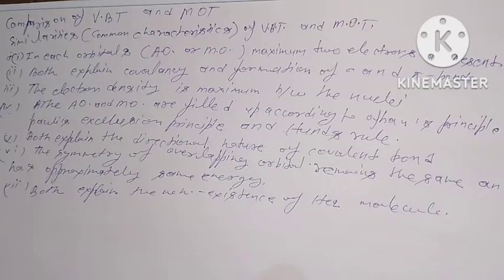Fourth point, the atomic and molecular orbitals are filled up according to the Pauli exclusion principle and Hund's rule. Both explain the directional nature of covalent bonds. The symmetry of overlapping orbitals remains the same and has approximately the same energy. Both explain the non-existence of helium molecules.